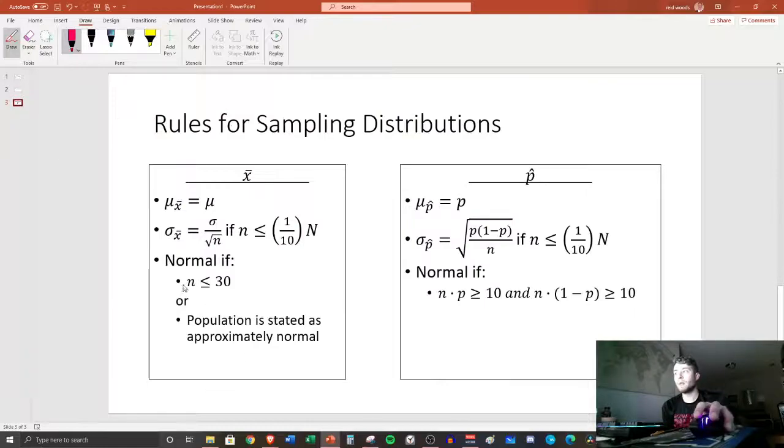So how do we prove normality for x bar? Well, we have n is, oh, I have that backwards. Hold on, let me edit that.